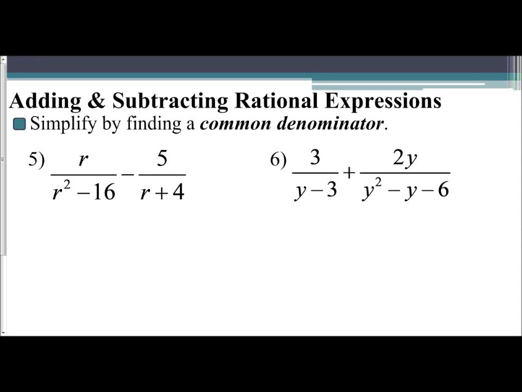We're going to continue looking at how to add and subtract rational expressions in this video. We have three examples we're going to cover. The first one, we have r over r squared minus 16 minus 5 over r plus 4.